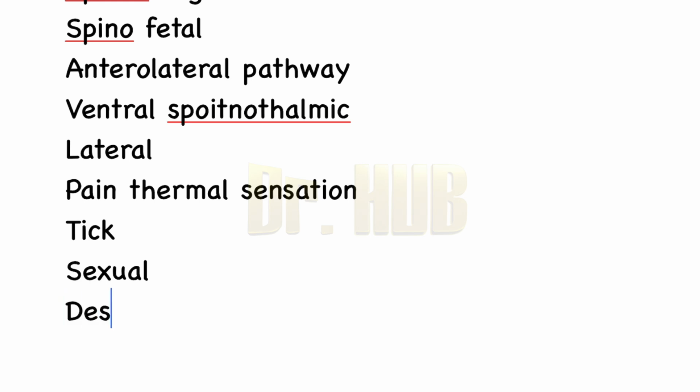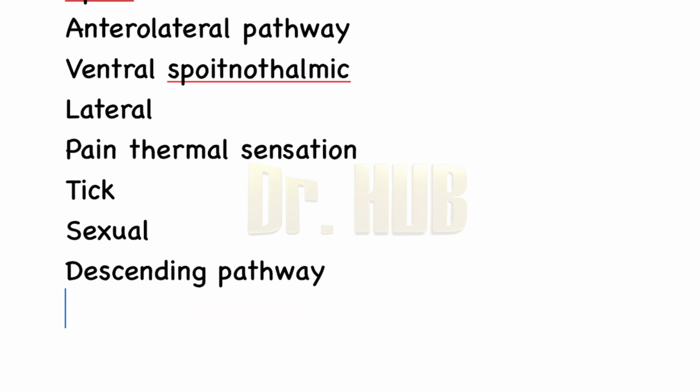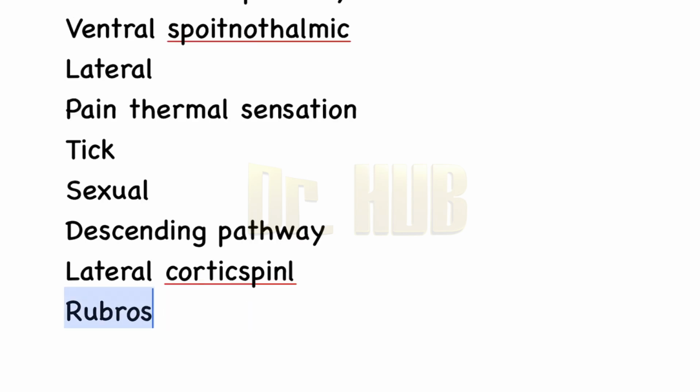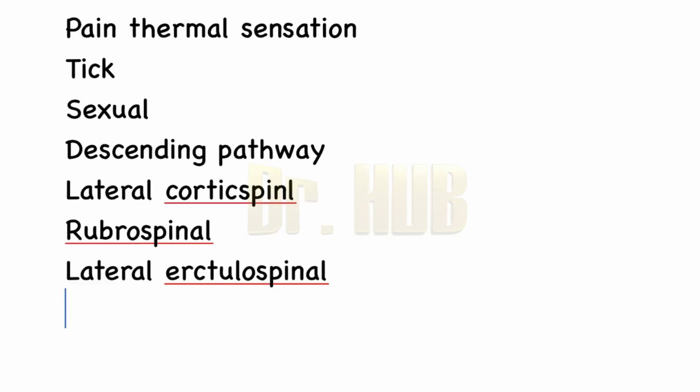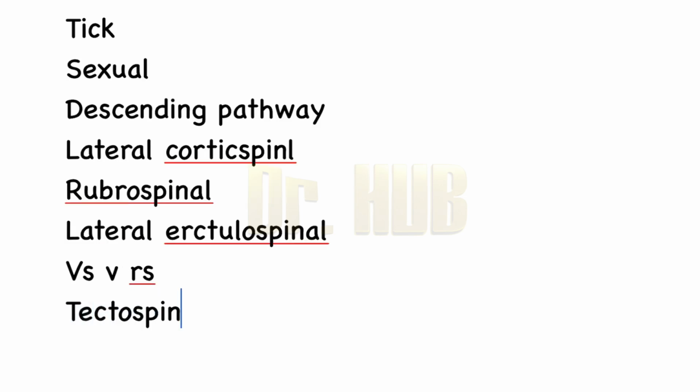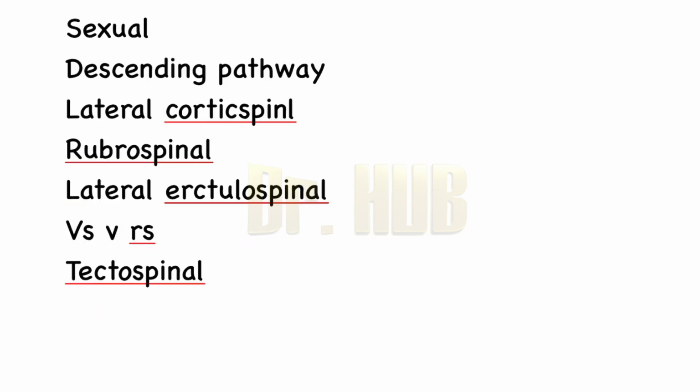Next we look at the descending pathways. The descending pathways include the lateral corticospinal and also the rubrospinal tract. Then the lateral reticulospinal tract. Then comes the vestibulospinal tract, the ventral reticulospinal tract, as well as the tectospinal tract, and the ventral corticospinal tract.